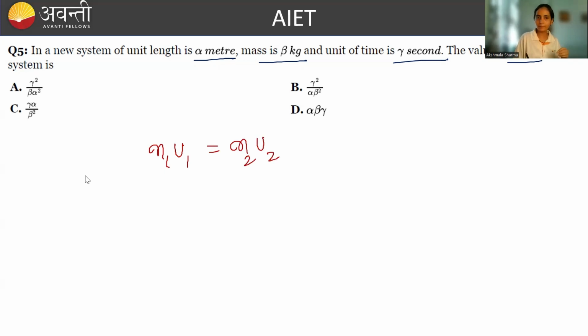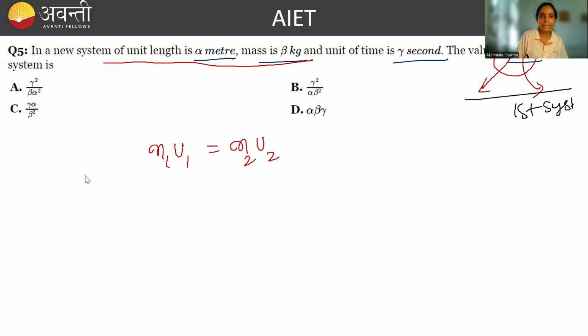Where N1 is an integer, U1 is the first system of unit, N2 is an integer again, and U2 is the second system of unit. Now let's put in the values. So in one system of units, its magnitude is 1 and its unit is joule, right? In the second system, we know the unit of length, the unit of mass, the unit of time. So basically this is joule here, so it is talking about energy. Suppose this is the first system of unit and this is my second system of unit. Then for the first system of unit, the magnitude is 1.